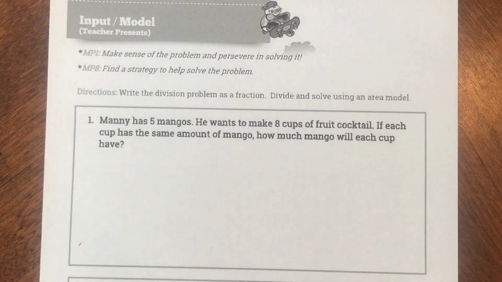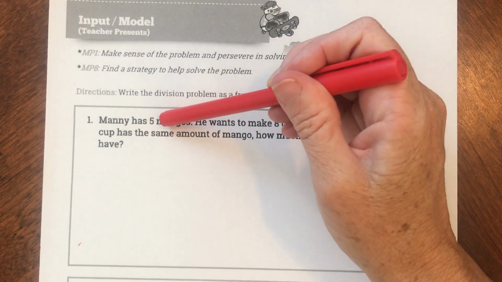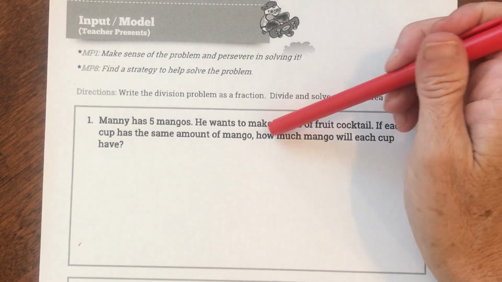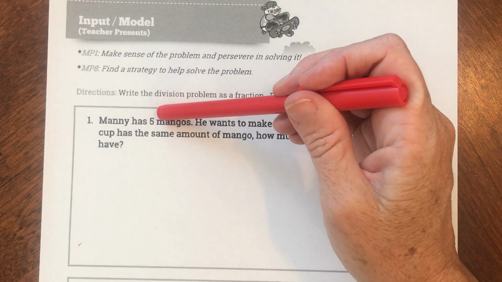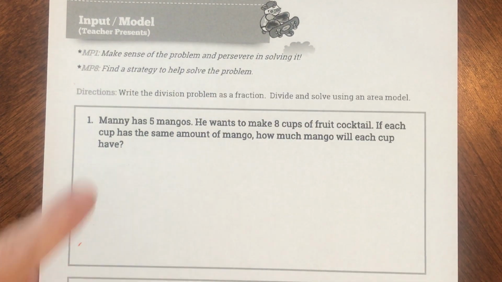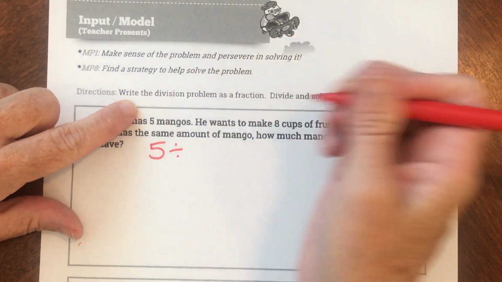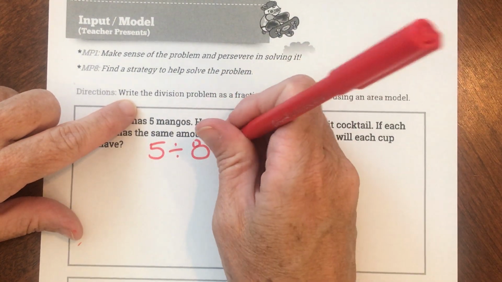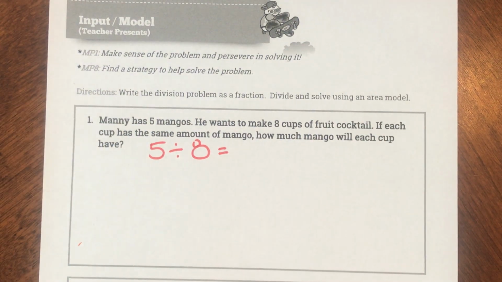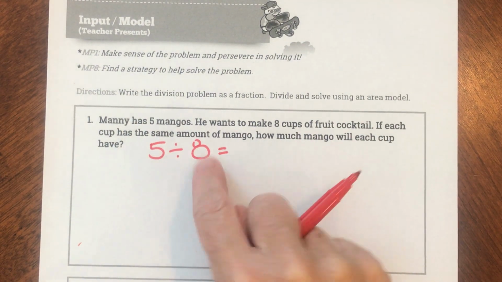Okay, so here's my first problem, and it says, Manny has 5 mangoes. He wants to make 8 cups of fruit cocktail. If each cup has the same amount of mango, how much mango will each cup have? Okay, so I'm going to ask myself first, what's being divided? Am I dividing the 5 mangoes into the fruit cocktail, or am I dividing the 8 cups of fruit cocktail into the mangoes? So hopefully you see that I'm taking my 5 mangoes and I'm dividing them into the 8 cups of fruit cocktail. That's what I'm doing. So I have 5 mangoes that are being divided into 8.